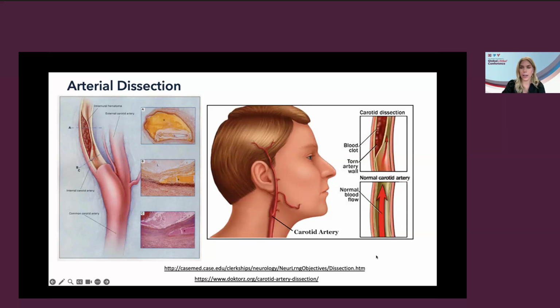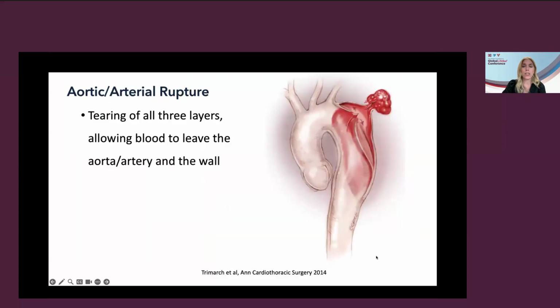And this can happen in any artery of the body. So a rupture is where the blood tears through all three layers, and it exits the arterial system. And this can also happen in VEDS. It can happen in the aorta, it can happen in the neck. And a common one is a subclavian artery, which is an artery that comes right off the aorta. Dissections can be surgically treated. Aneurysms can be surgically treated.